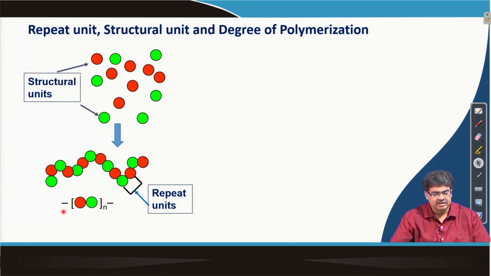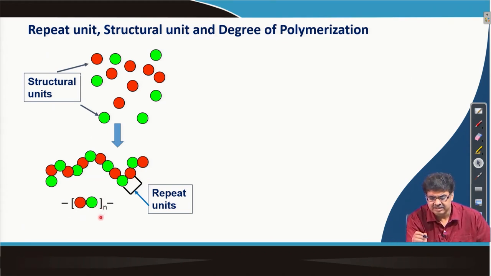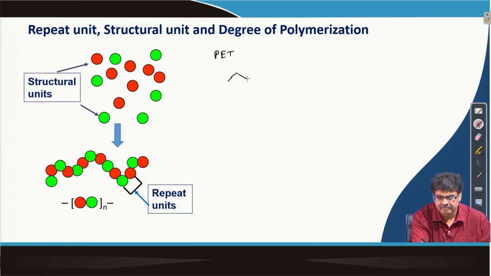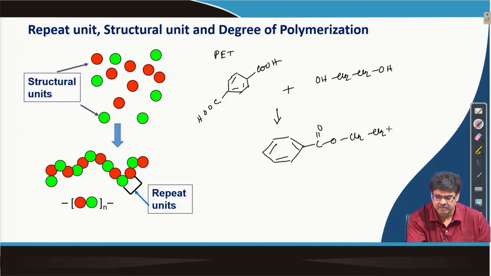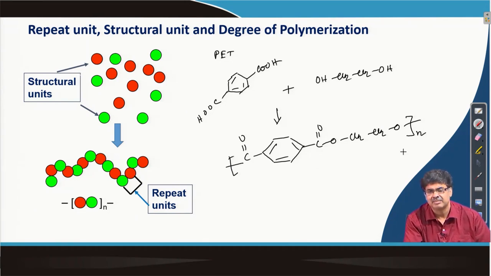Now, this is the way we present a polymer which is synthesized from these two monomers, and this is the repeat unit of the polymer. So, if I give you a specific example, if I make PET, polyethylene terephthalate, from terephthalic acid plus ethylene glycol, so this would be my repeat unit. So, I can put n, which is the number of repeat units.